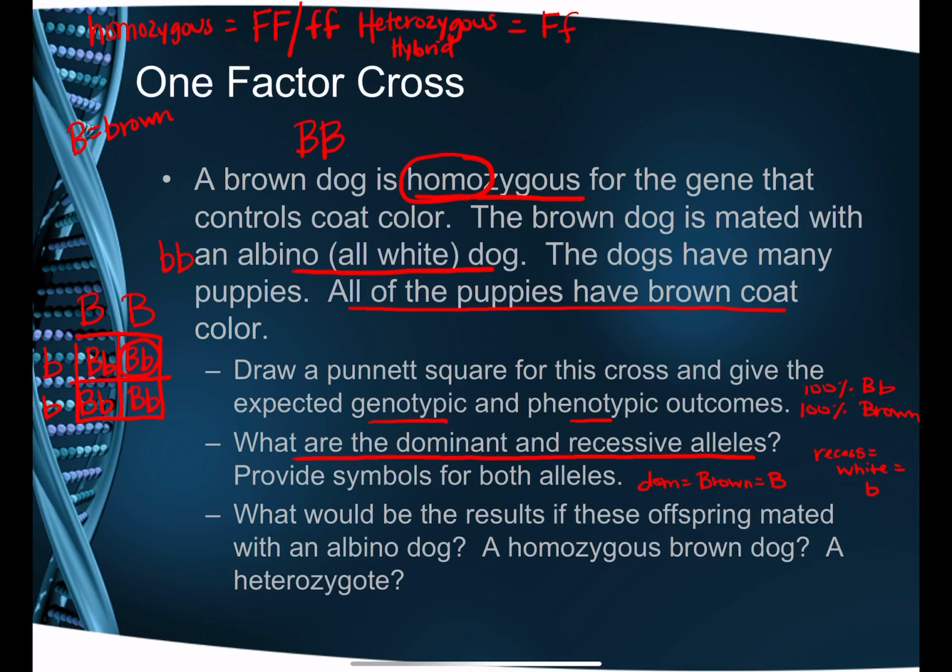Now, the third question says, what would be the results if these offspring, so they're talking about these offspring here, mated with an albino dog? So that's the first part, an albino dog. So if the offspring, big B, little b, mated with an albino dog. We said earlier that an albino is showing the recessive trait, so it's going to be little b, little b. So that would be big B, little b, little b, little b, big B, little b, little b, little b. So for number one, it would be 50% brown and 50% white.